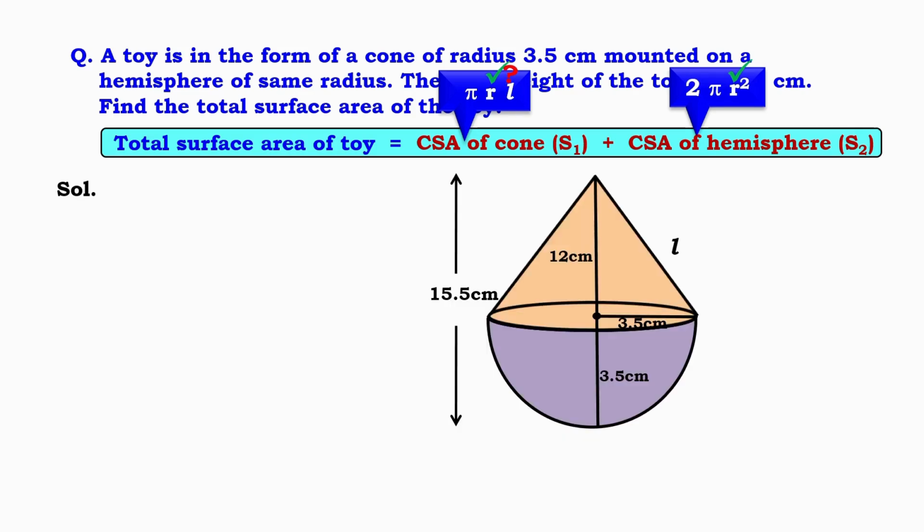Okay. Now, since we know h and we also know r, we can easily find the l value. That is the slant height. That is equal to the square root of r square plus h square.